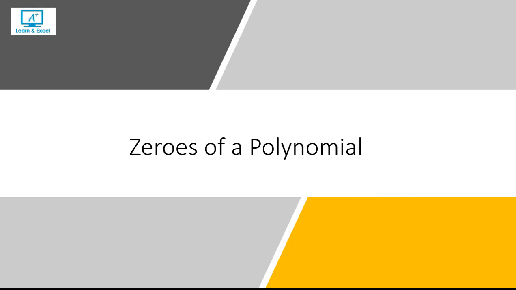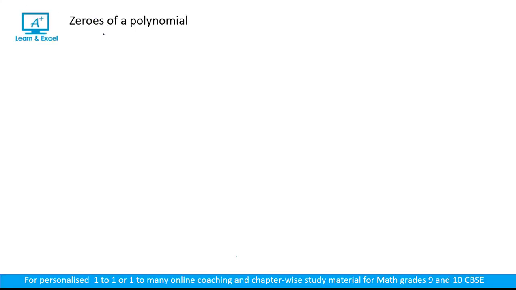Hello everyone, in this video we'll discuss the relationship between zeros and coefficients of linear and quadratic polynomials. Let us understand the zero of a linear polynomial. For this, let us remember the general form of the linear polynomial. The general form of the linear polynomial is p of x equal to ax plus b.